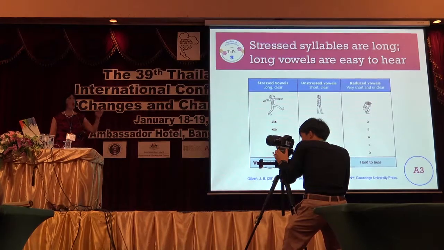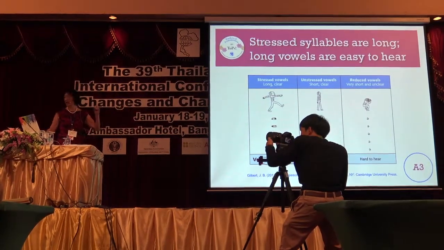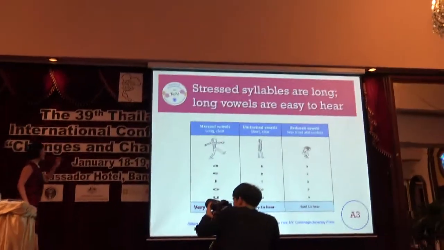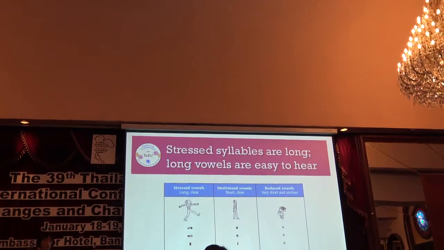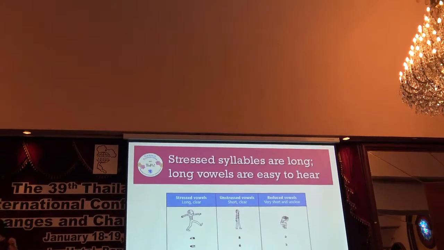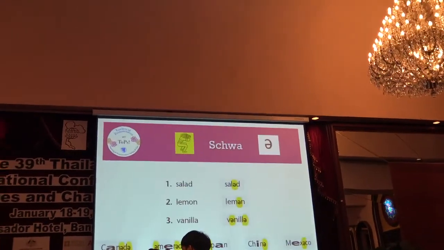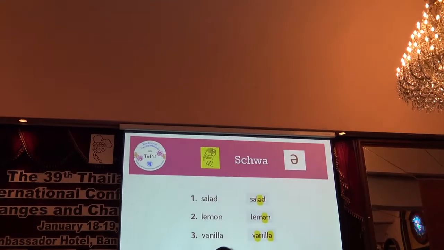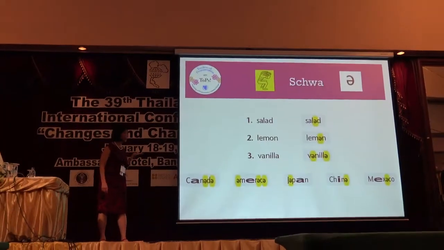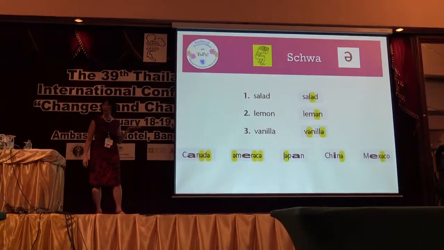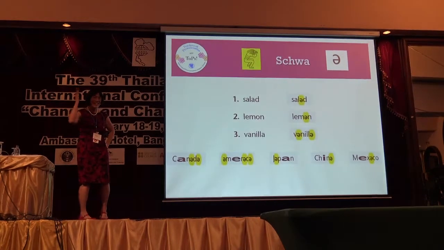Stressed syllables are long, and long vowels are easy to hear. If we make them long, they're easy to hear, and if we make them really short, they're hard to hear. What do we call that vowel that's not easy to hear? We call that the schwa, right? So, do we want to say "salamat," "lemon," "vanilla"? No. That sounds so familiar, right? Don't you hear people saying that?